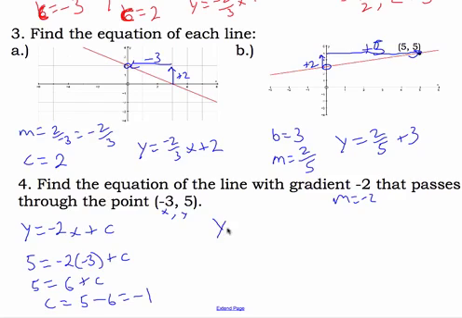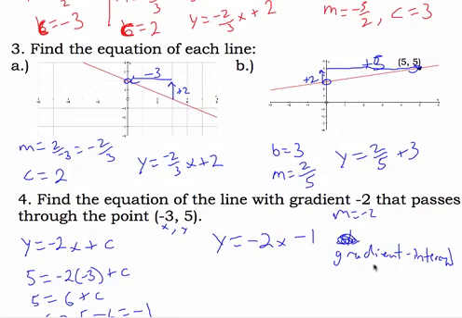So our equation in slope-intercept form is y equals -2x minus 1. That's slope, or gradient, call that gradient, intercept form. Okay, so if we put it in this form, we can see the gradient and we can see the intercept there. So that's why it's called gradient intercept form.